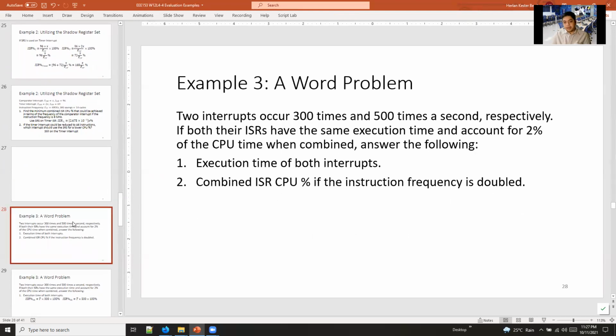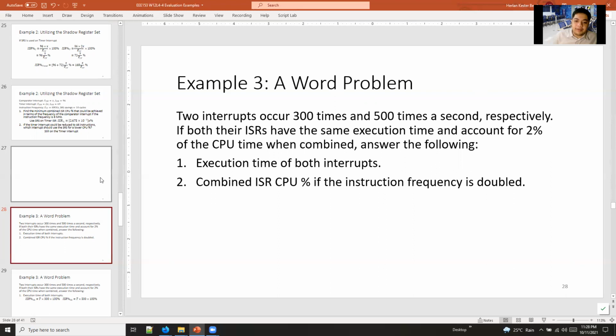Or third example, so medyo word problem siya in a way na para siyang math problem. Kailangan mag-set up ng equation. So, ayan, two interrupts occur at 300 times and 500 times a second respectively. So, if both their ISRs have the same execution time and account for 2% of the CPU time when combined, answer the following.